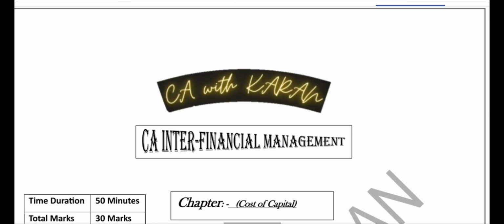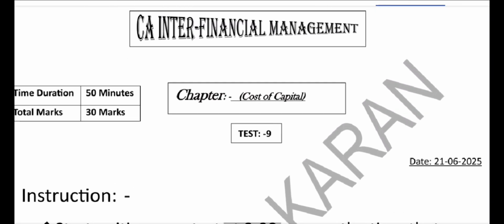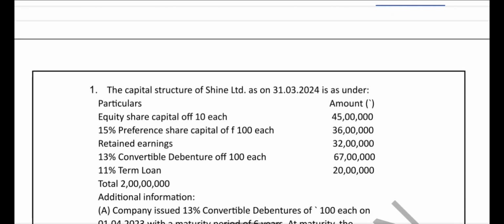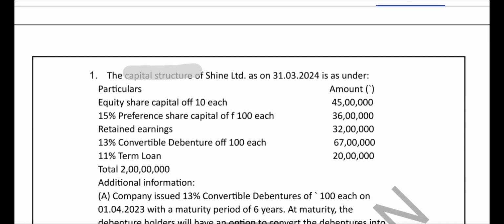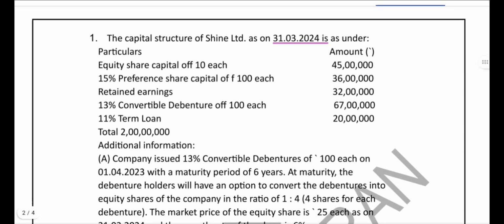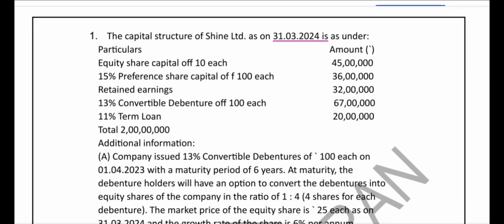So today we're gonna solve test 9, cost of capital chapter, financial management. The first question is: the capital structure of Shine Limited as on 31st 3 2024 is as under. Then they have given the particulars such as equity share capital, preference, retained earnings, convertible debentures, term loan, and the total amount. Total it is 2 crore.